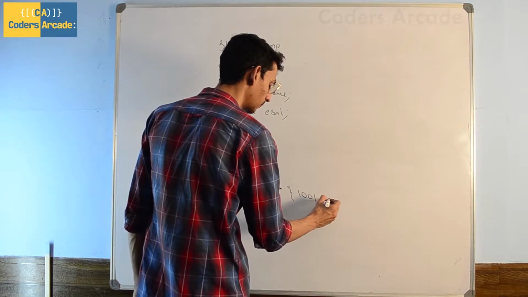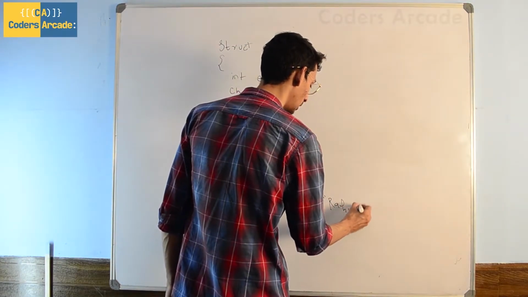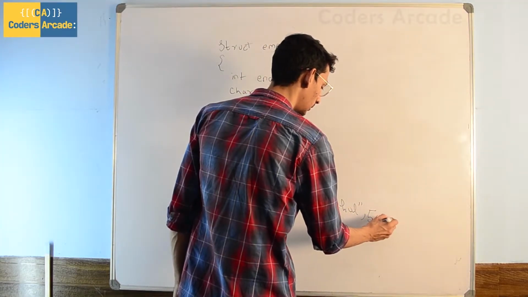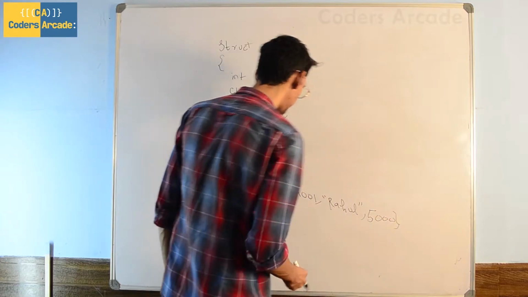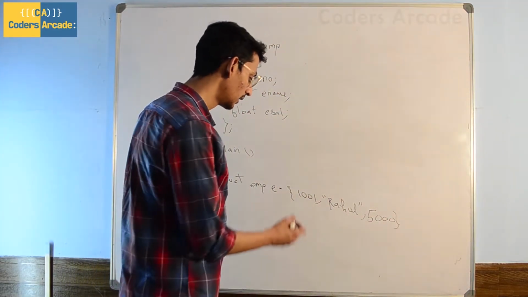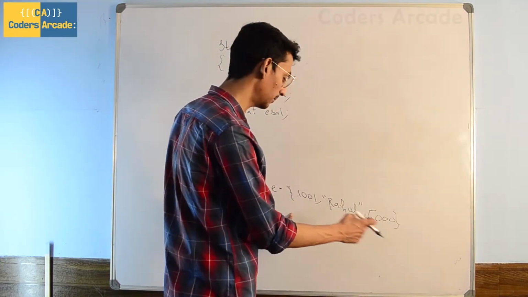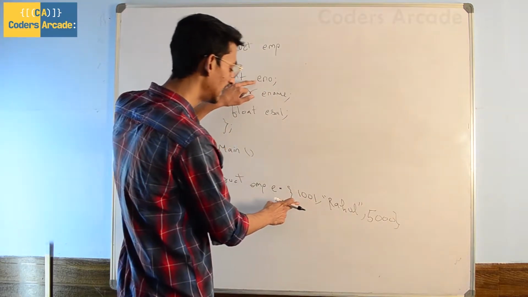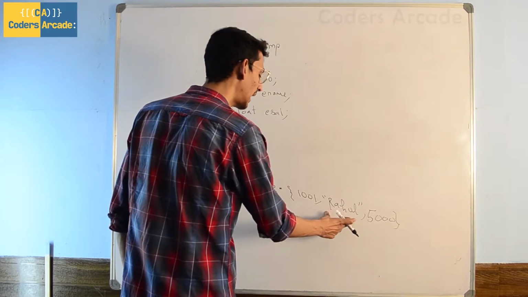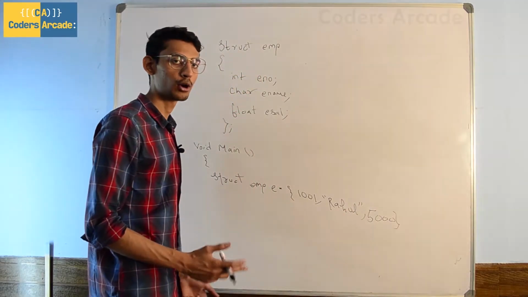1001, "Rahul". This is how we give an input to a structure. The order of the input should be the same: first the e number, then the employee name, and then the employee salary. And we know that a character string should always be in double quotation marks, no matter what programming language it is.